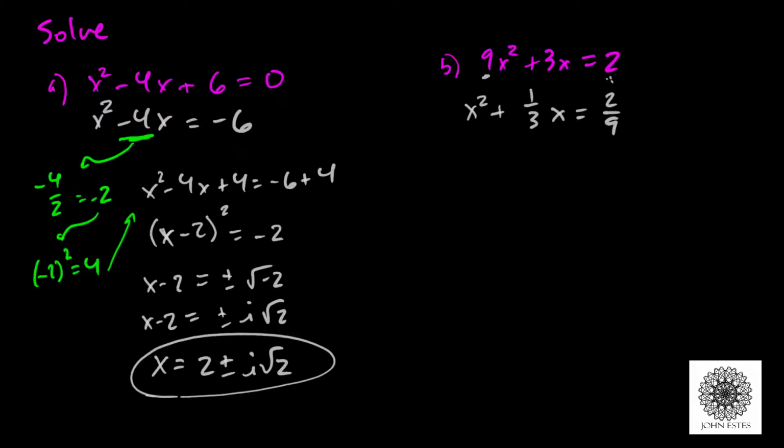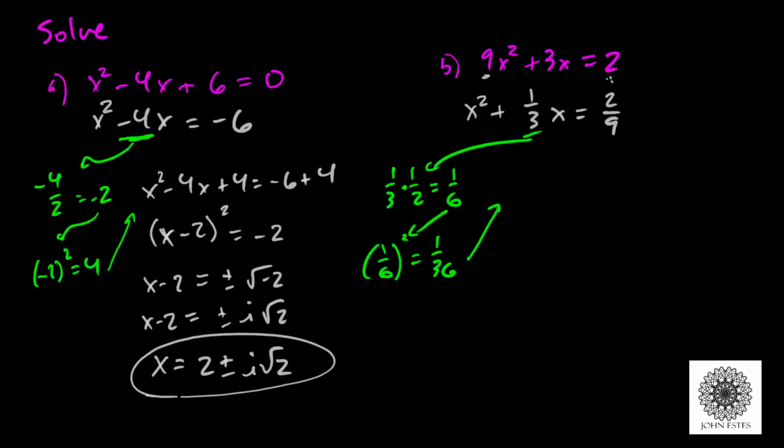Okay, from there I have what I call the money step. I need to take 1/3, divide by 2, which is the same as multiplying by 1/2, to get 1/6. I square that to get 1/36, and then I add that back in on both sides of my equation. Now here, since we're dealing with fractions, the arithmetic looks a little ugly, but you just got to trust the mechanics. Just trust that this works. Okay, so I'm going to have 2/9 plus 1/36 over here.